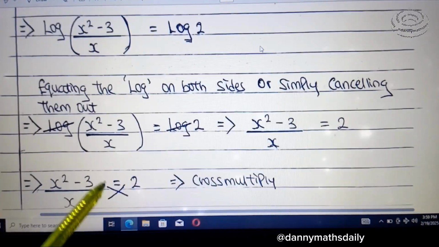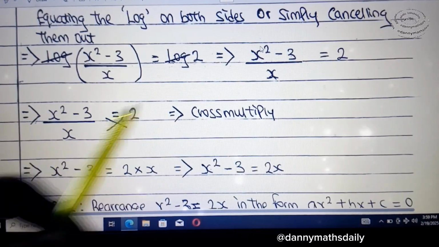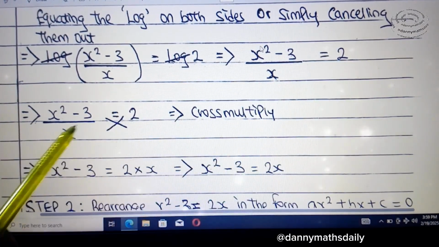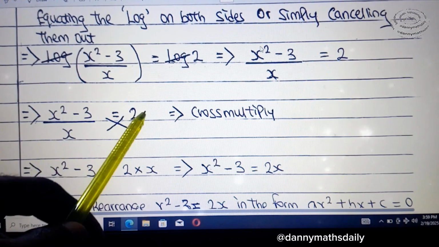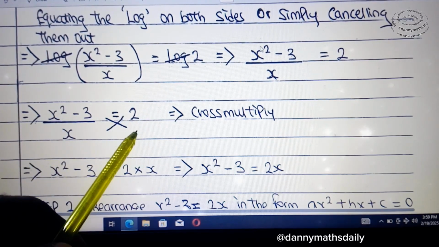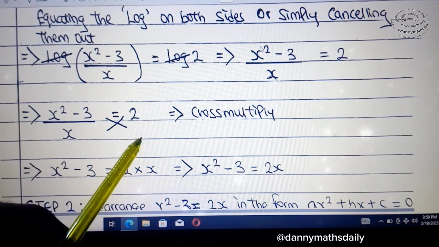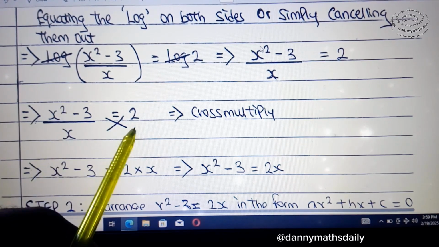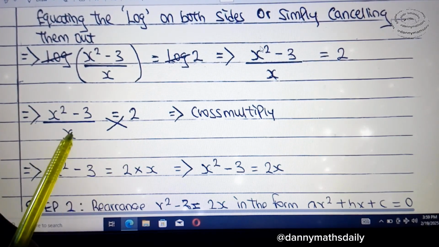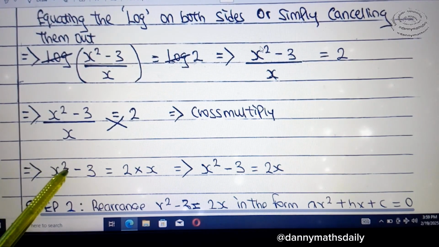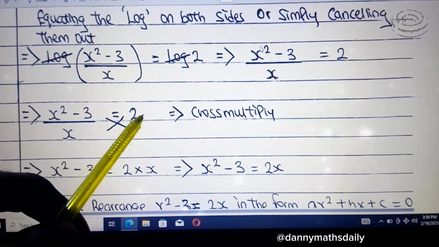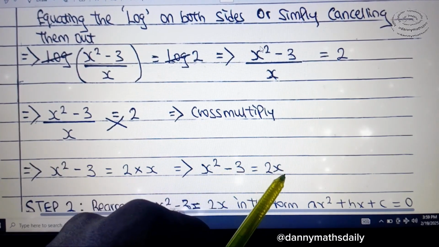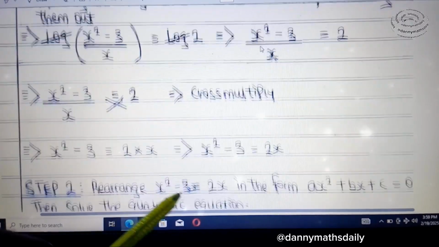Now let's proceed. So given this now, (x² − 3)/x = 2, we cross multiply, right? In cross multiplication, the guy here multiplies this one, and this guy multiplies what is here. And every whole number is over 1. Do you understand? So there's an invisible 1 here. So you will do this times this 1, this times this x, right? So this is still this, since multiplying by 1. Then 2 times x is 2x. So it becomes x² − 3 is equal to 2x. Now let's proceed to the second step.